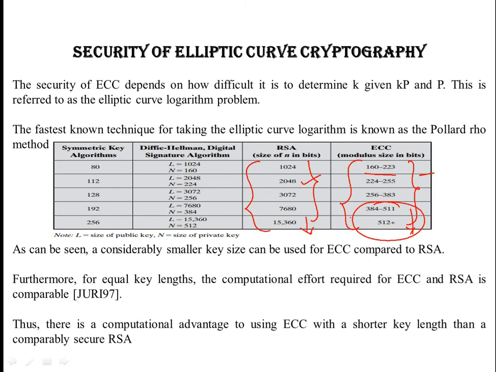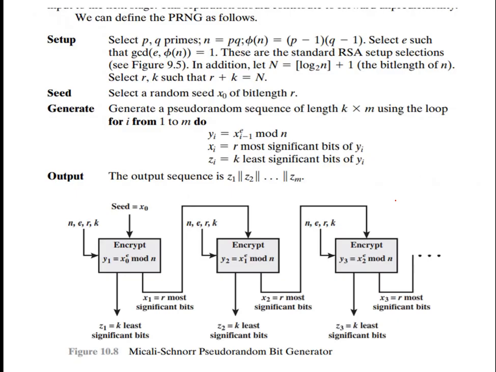So this indicates that the computational advantage is more towards ECC than RSA, because RSA is taking more number of bits. That means it is an overhead on the processor. Computation becomes overhead. But here the computation is very less, which is the advantage of the ECC algorithm. So this is nothing but the security of the elliptical curve.